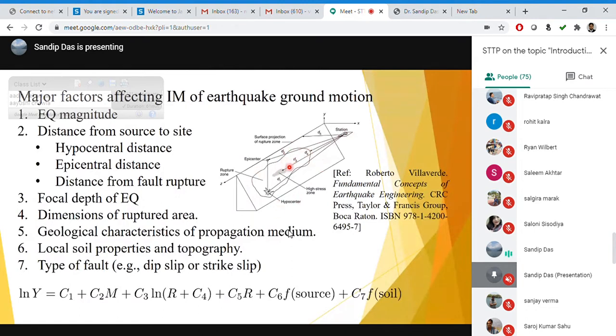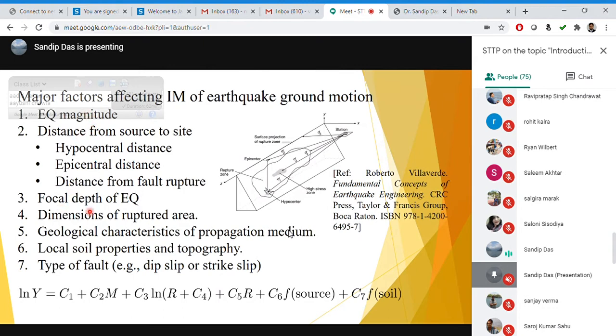So there are a number of distances, but we can always say that the higher the distance, the smaller will be the intensity. It is up to you which particular distance you consider, but you have to consider some distance. Earthquake magnitude and distance, these two are very important and they usually dominate the relationship.